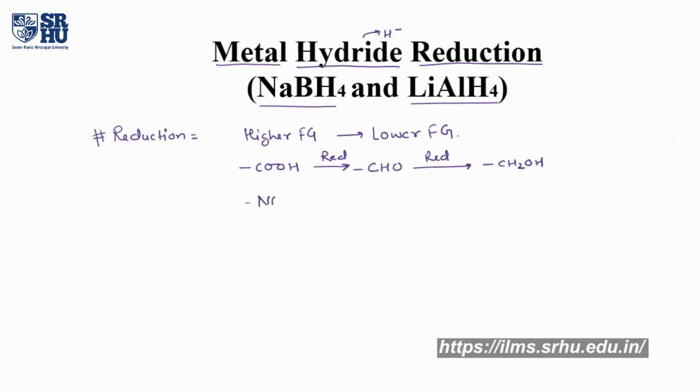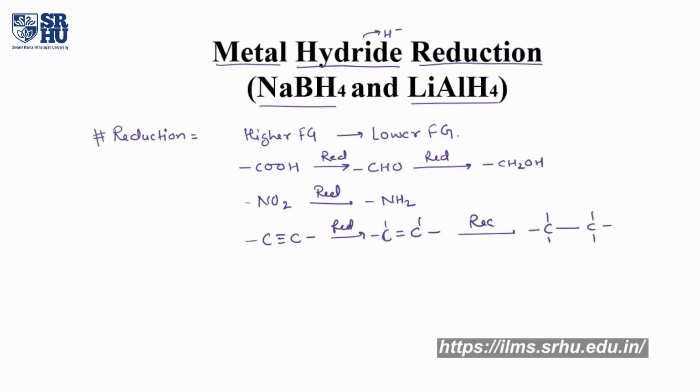When a nitro group is converted to NH2, it is also known as a reduction process. In the same way, an alkyne group is converted to an alkene group. This is known as a reduction process. And even when this alkene is converted to alkane, this process again is referred to as reduction. So reduction simply means the conversion of a higher functional group into a lower functional group.